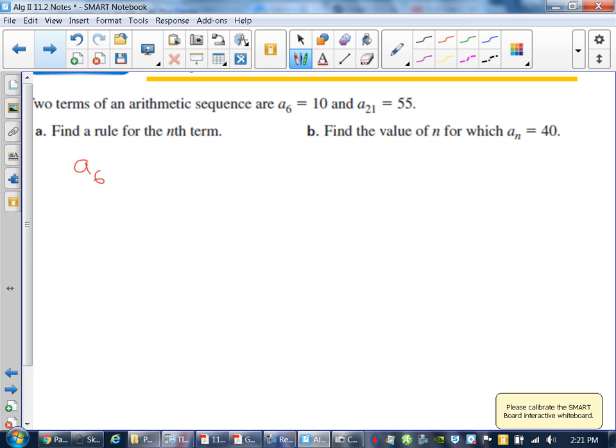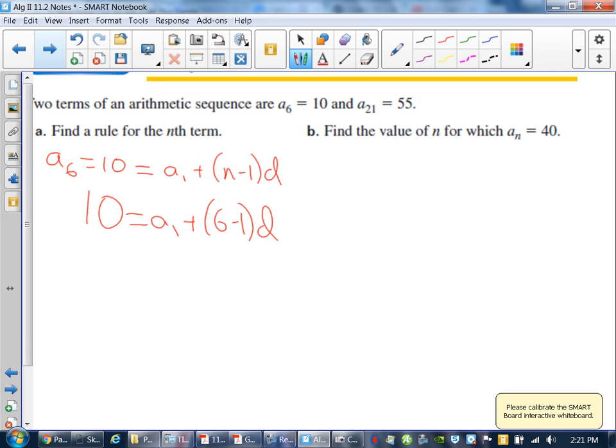So you know that you have the 6th term is 10, which has to equal the first term plus n minus 1 times the difference. Guys, so that means you have 10 is your first term plus 6 minus 1 times d. You have the other one. You have the 21st term, which is also the first term, plus n minus 1.